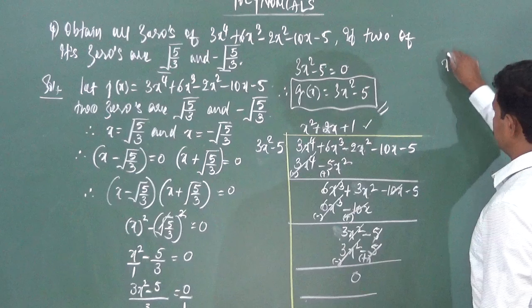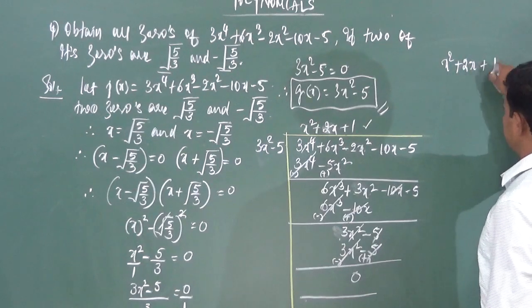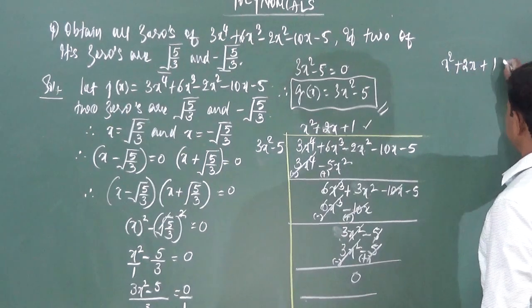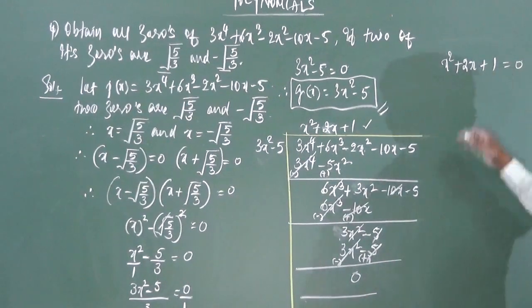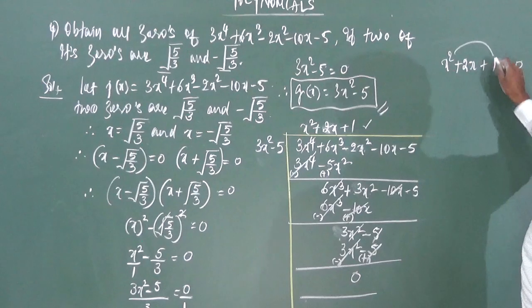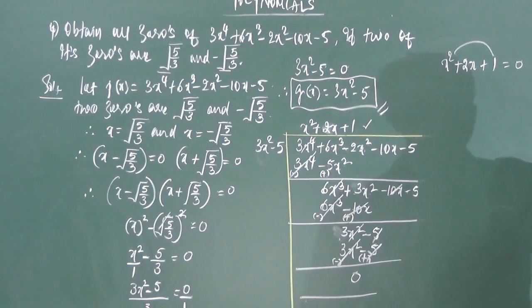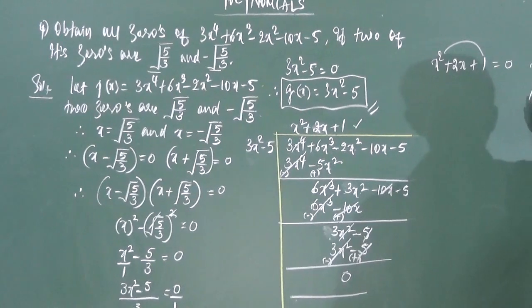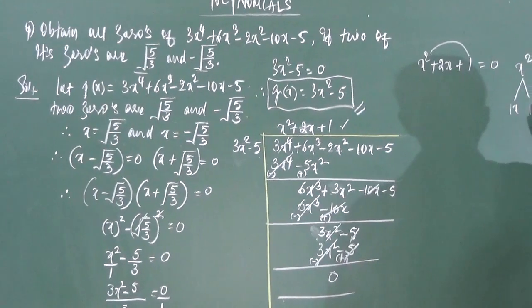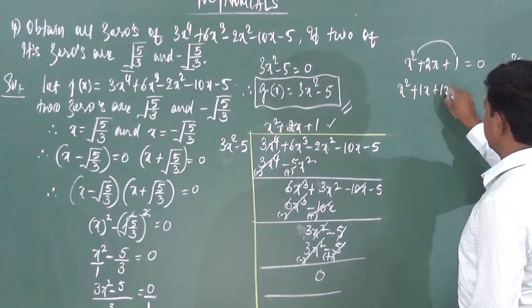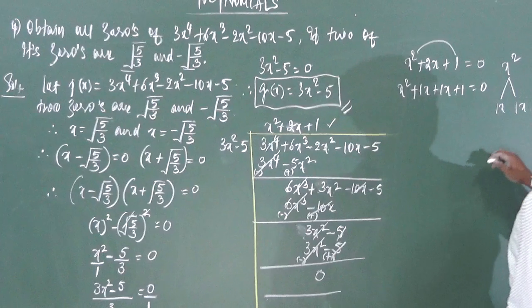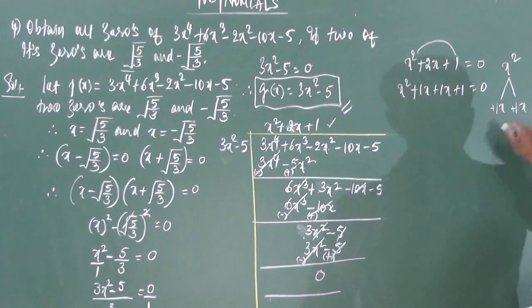So x square plus 2x plus 1. We will equate this to 0, because we are obtaining the zeros of the polynomial. So x square into 1 is x square. We have to split this into two numbers, that is 1x and 1x. Very simple. So x square plus 1x plus 1x plus 1 is equal to 0. That is plus 1x and plus 1x.